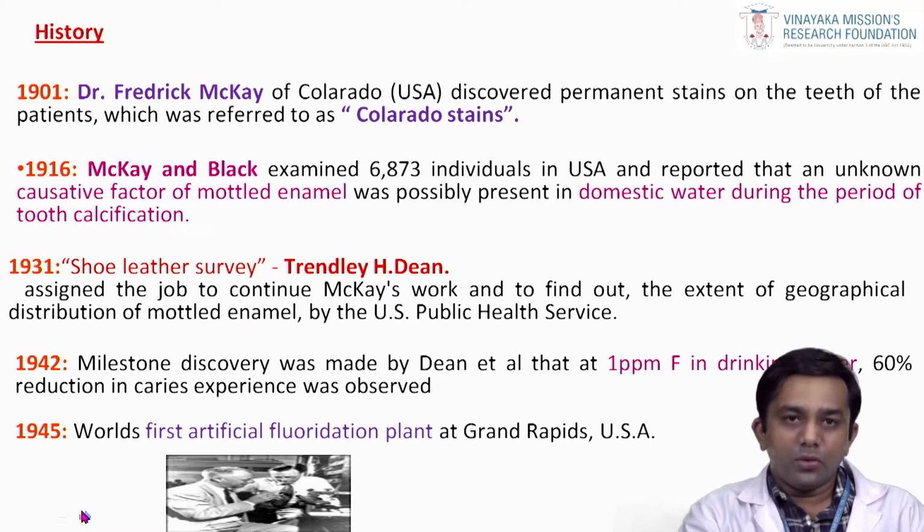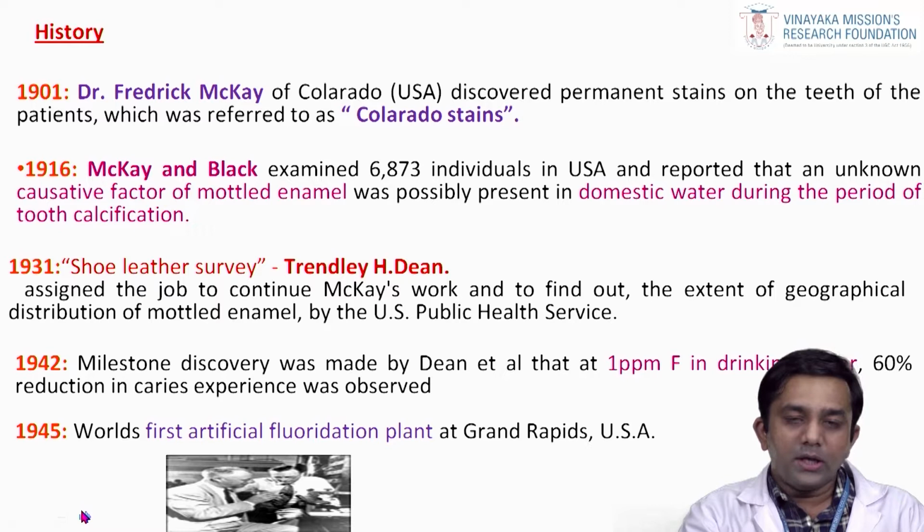Later in 1942, Dean discovered that 1 ppm of fluoride was the ideal amount required for the prevention of dental caries. In 1945, the world's first artificial fluoridation plant was started in Grand Rapids, USA.